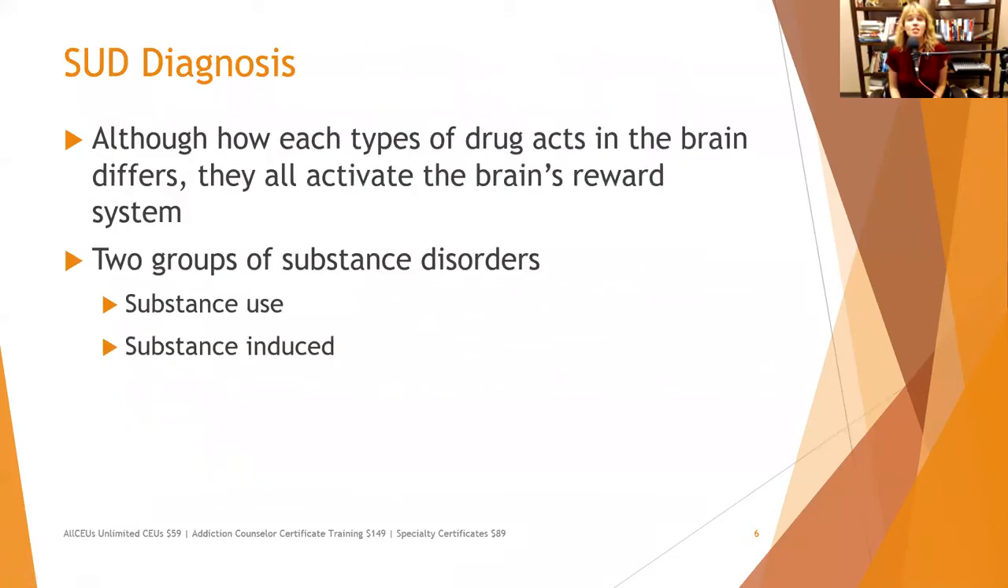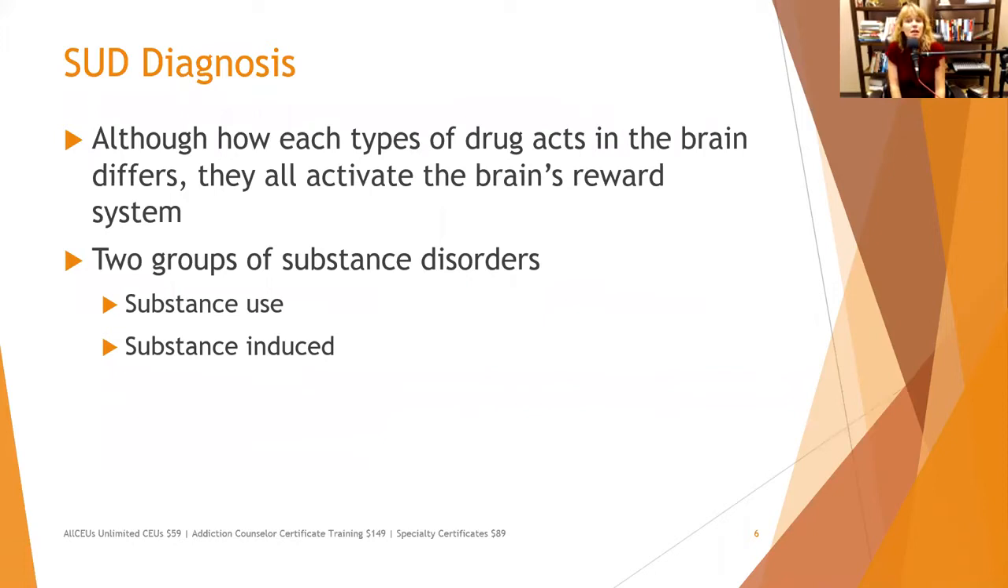And the substance use disorder diagnosis used to be broken into substance abuse and substance dependence. And when we went to the DSM-5, they combined it all into substance use disorder. Although how each type of drug acts in the brain differs, they all activate the brain's reward system.